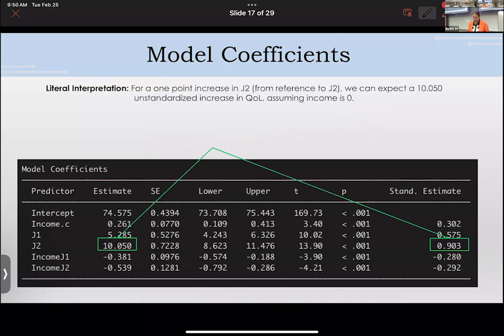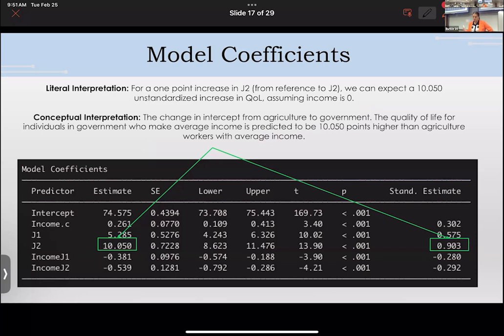We could interpret it as: for a 1 point increase in J2, we can expect a 10.05 unstandardized increase, assuming income is 0. That's the literal interpretation. What that really means is it's a change in the intercept again, right? The quality of life for individuals in government who make average income is predicted to be 10.05 points higher than agriculture workers with average income. Let's look at how that happens.